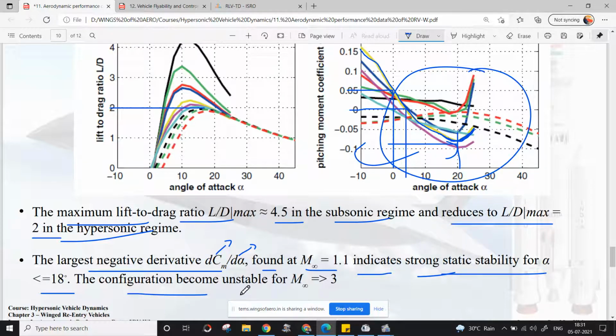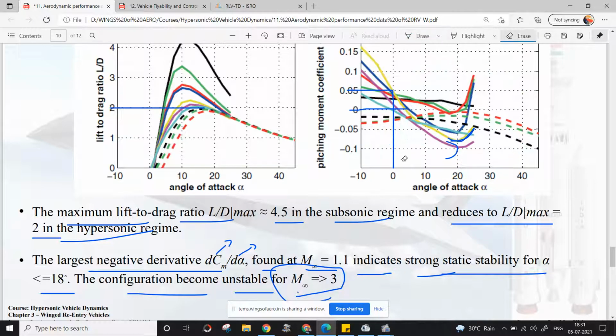The same configuration becomes unstable at greater than Mach 3. So look at the graph for Mach 3 and less than Mach 3. Greater than Mach 3 is indicated with dotted lines. Here you can see every curve is in the negative region, right? Negative pitching moment.